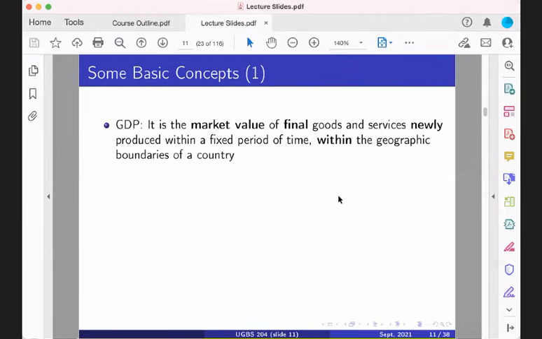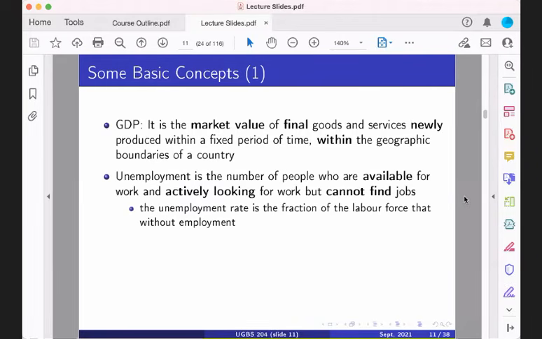We are not interested in inventories that have been produced some years ago and stored somewhere. All we are interested in is what? Newly produced goods. And we are looking at the time period. It should be within a fixed period of time and within a specific geographical boundary. So look at the keywords quite closely. Market value of final goods and services newly produced within a fixed period of time and within the geographical boundaries of what? Of a country. So that's the definition of what? Of GDP. Okay, so that's one of the basic concepts that we'll be using throughout the lecture.